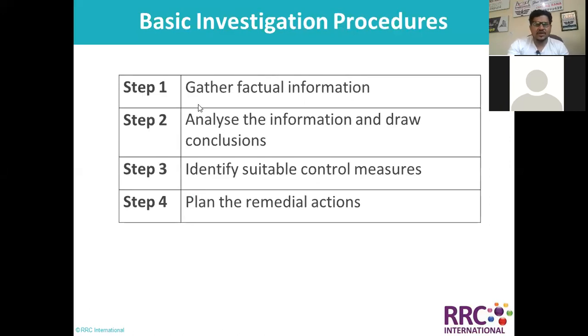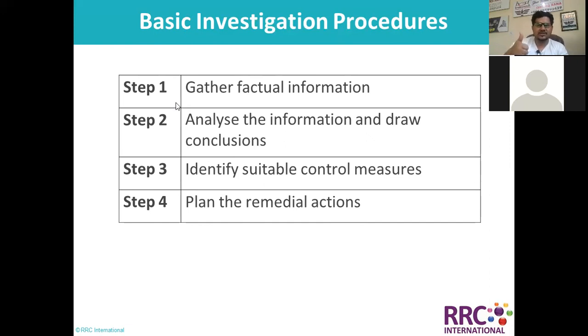So what is step one? Gather factual information, like you mentioned, mashallah. Step two is analyze the information and draw conclusions. Step three, identify suitable control measures. And step four is plan the remedial actions. I repeat again, these are the basic investigation procedure steps.